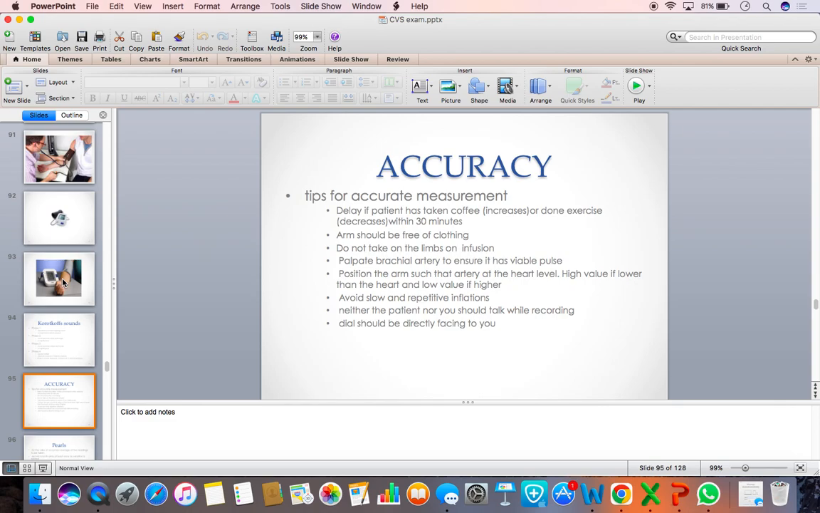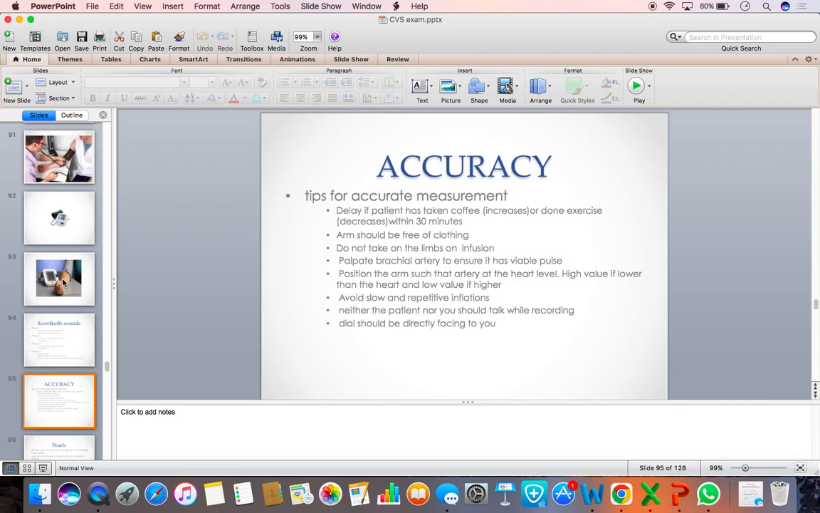Okay. If the artery's level is higher than the heart, you record the lower blood pressure. So errors can happen when you do not mind placing the arm at the heart level. Avoid slow and repetitive inflations. It again results in error.